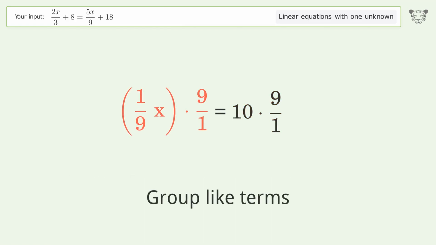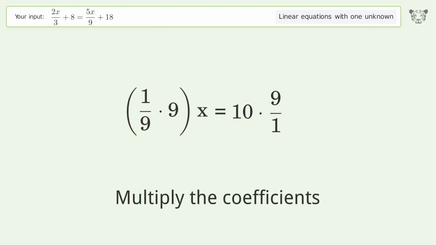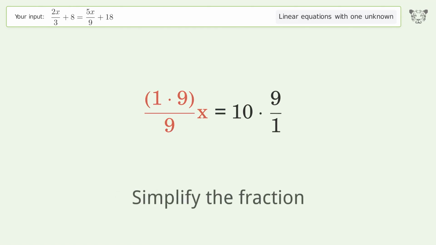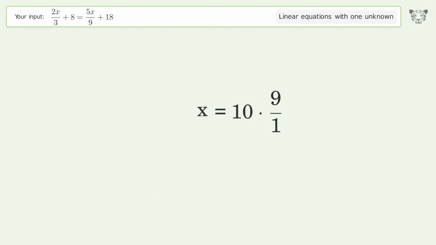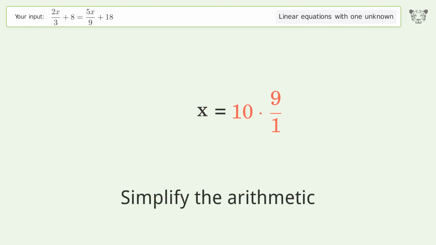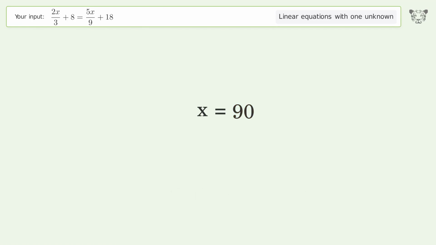Group like terms. Multiply the coefficients. Simplify the fraction. Simplify the arithmetic. And so the final result is x equals 90.